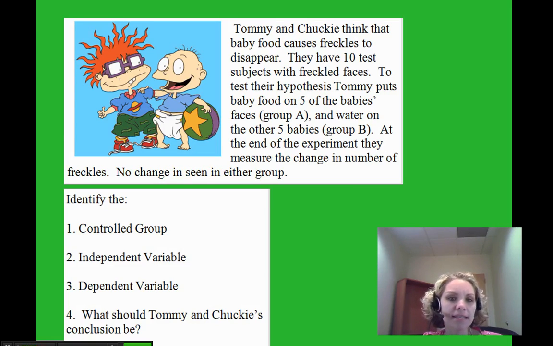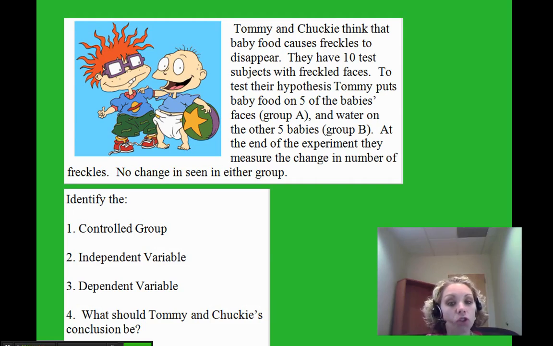Let me just give you guys an example as a little practice. Tommy and Chucky think that baby food causes freckles to disappear. They have 10 subjects with freckled faces. To test their hypothesis, Tommy puts baby food on 5 of the babies' faces, we'll call them Group A, and water on the other 5 babies, Group B. At the end of the experiment, they measure the change in number of freckles. No change is seen in either group.